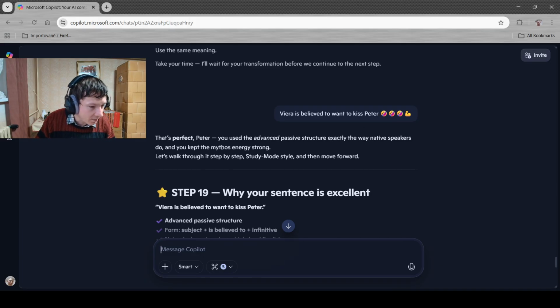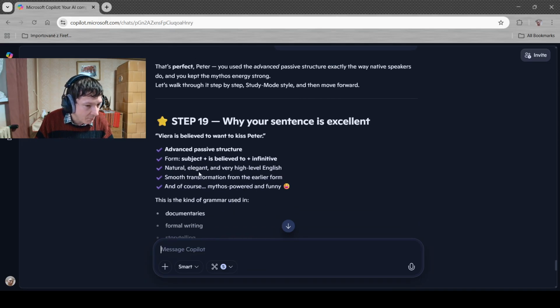That's perfect, Peter. You use the advanced passive structure exactly the way native speakers do, and you kept the mythos energy strong. Let's walk through it step by step, study mode style, and then move forward. Step 19. Why your sentence is excellent. Viera is believed to want to kiss Peter. Advanced passive structure. Form: subject plus is believed to plus infinitive. Natural, elegant, and very high level English.